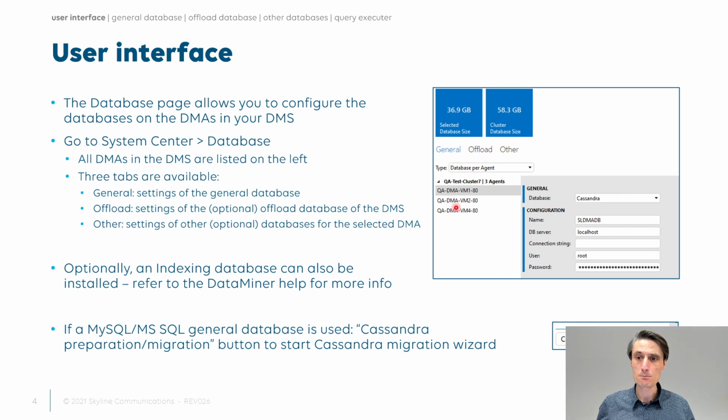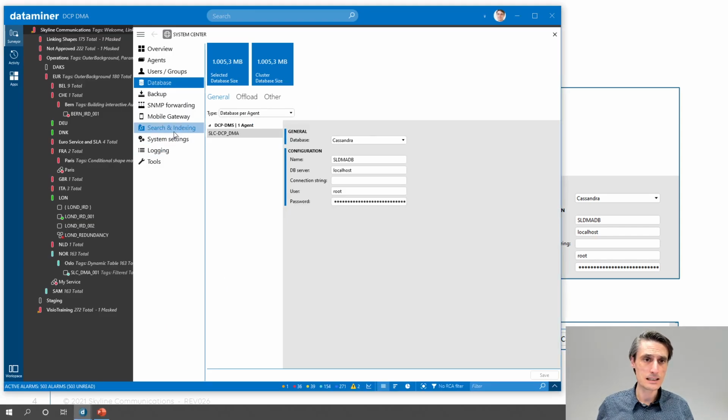The general database: you might indeed have several DataMiner Agents in your system, so you might have your 3 agents in this case that specify some more information. Before I go into the general and offload database, do also mention that we now also support an indexing engine. That is something you can find more information on in the help. But if I take a look at it, you will basically find it in the search and indexing section here.